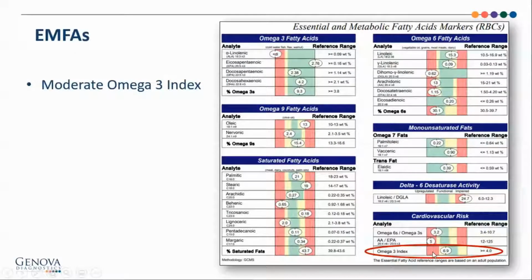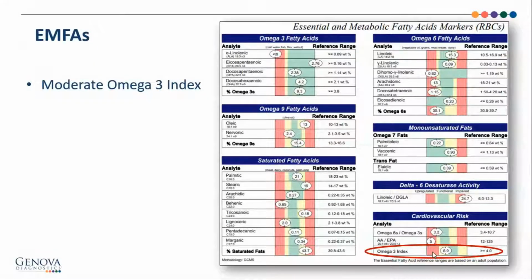The omega-3 index in the literature speaks to an ideal balance between 8 and 10 here. At 6.9, however, that's not bad. You have to really work hard sometimes to get to that 8 to 10. So really not a bad finding overall.